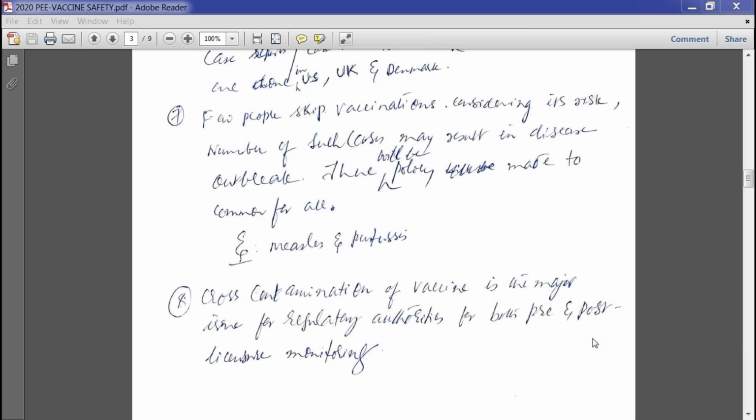Now, how does it become an issue for pre-licensing? Can you tell me, Kamal? How does it become an issue for approval?